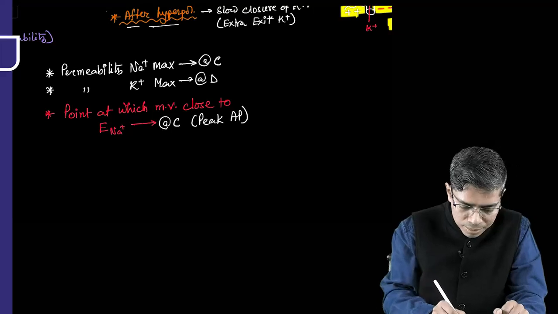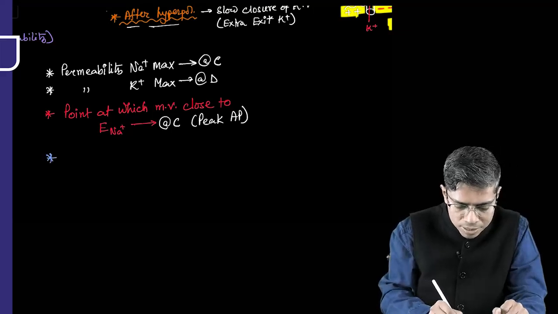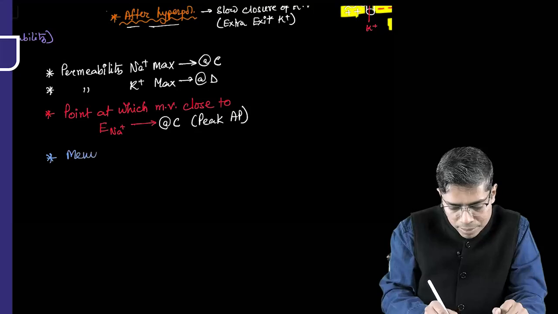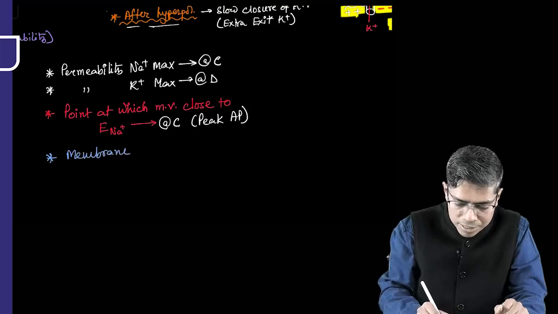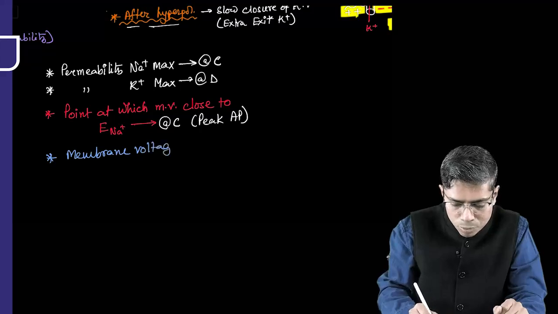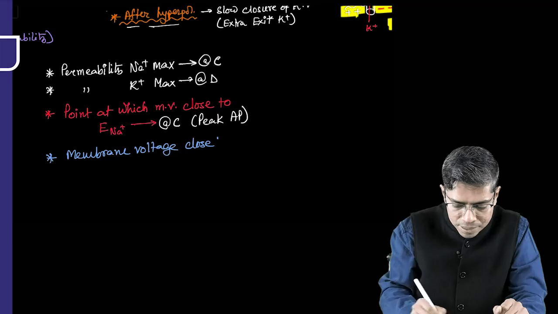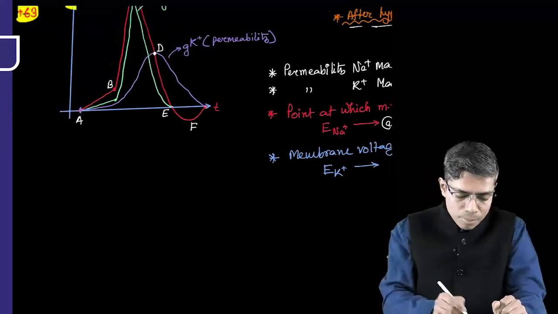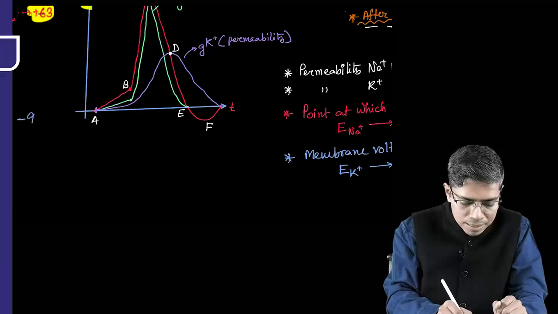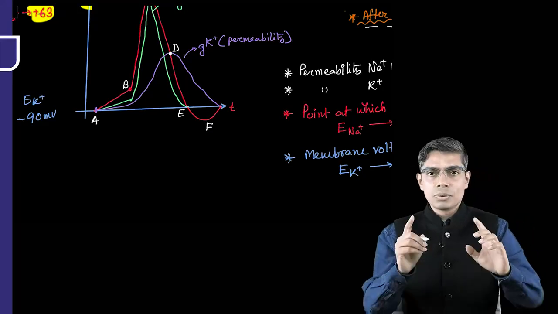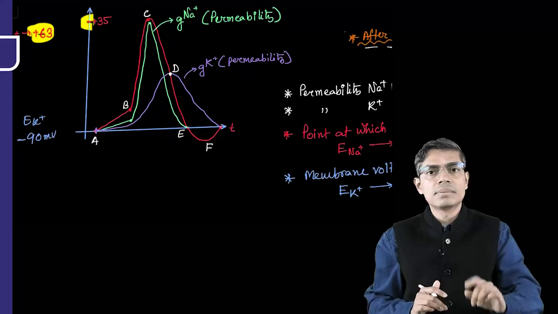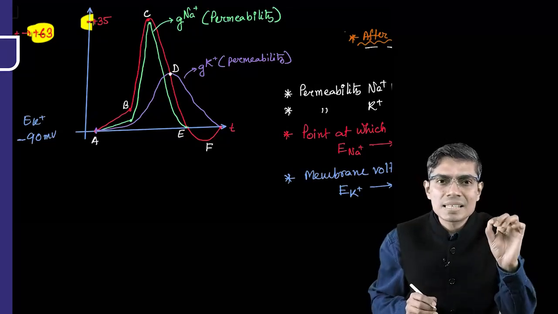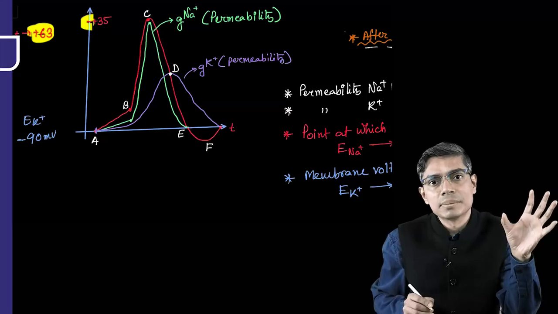Next question, a similar type of question: the point at which membrane voltage is close to the equilibrium potential of potassium. So what is the equilibrium potential of potassium? It is minus 90 millivolt. I hope you remember. So in this action potential curve, I have to find a point which is the maximum negative, right?